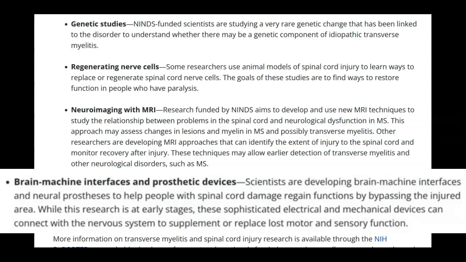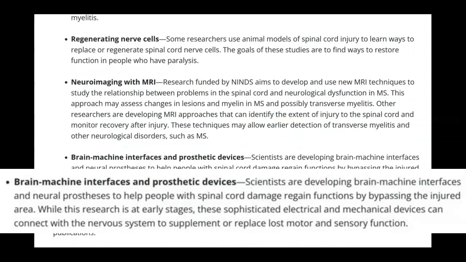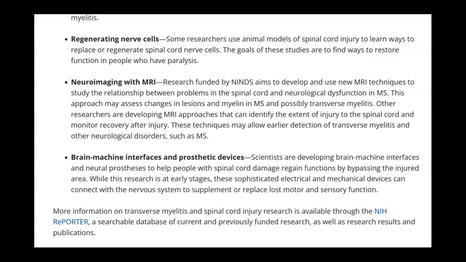And then finally, brain-machine interfaces and prosthetic devices. Scientists are developing brain-machine interfaces and neural prostheses to help people with spinal cord damage regain functions by bypassing the injured area. While this research is at an early stage, these sophisticated electrical and mechanical devices can connect with the nervous system to supplement or replace lost motor and sensory function. And they'll say that more information on this kind of research is available through the NIH Reporter, a searchable database of current and previously funded research, as well as research results and publications.